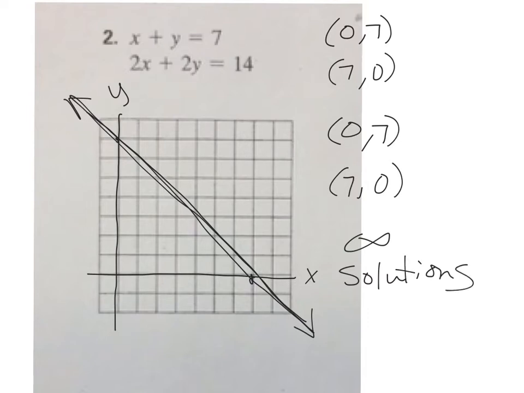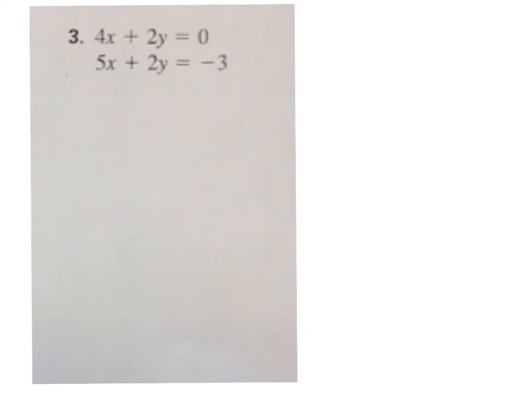All right, let's take a look at number 3. Number 3 is another combination one. To get rid of my x's, I would have to multiply one by 5 and one by negative 4, or vice versa, one by negative 5 and one by 4, to get these to be 20 so I could eliminate them. Or here you can see I both have 2y, so I'm just going to multiply one of them. Let's do the bottom by a negative 1.